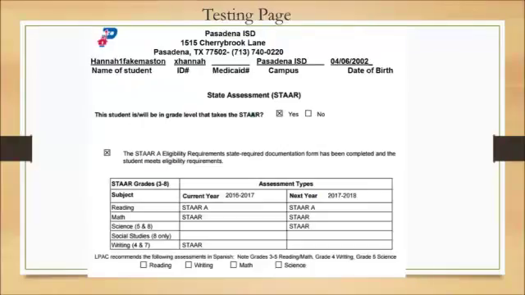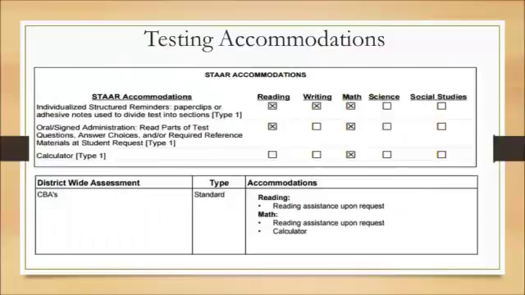The testing page allows the teacher to know what test the student will be taking the current and next year. This student will be taking Star A for reading, Star Regular for math, and Star Regular for writing. Next year, 2017-2018, the student will be taking Star A for reading, Star Regular for math, and Star Regular for science. As well as regular accommodations, the student will also receive testing accommodations. The student will receive STAR accommodations for reading, writing, and math. For CBAs, she will also receive accommodations for reading and math.